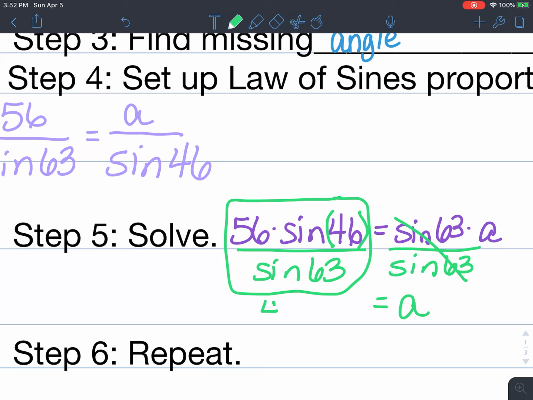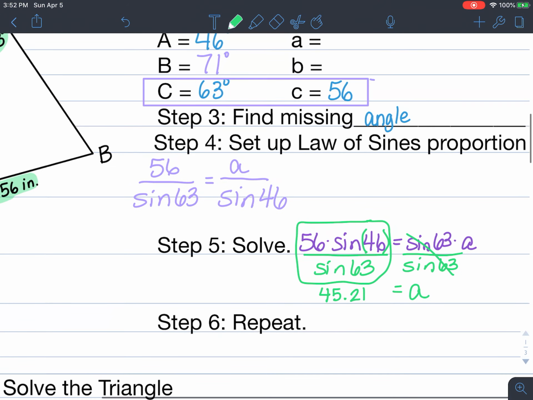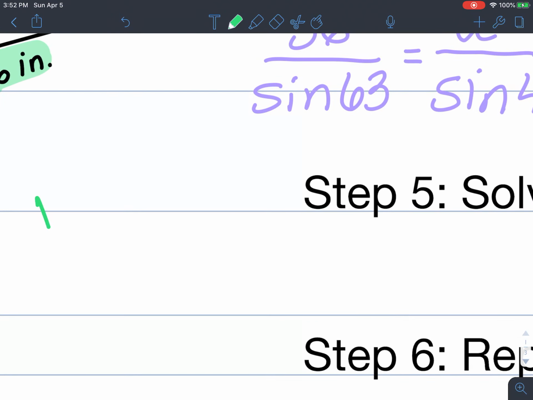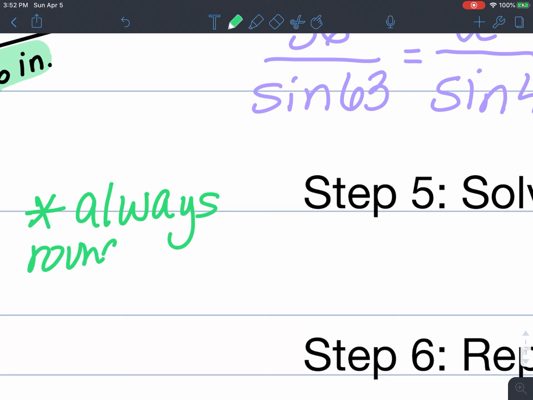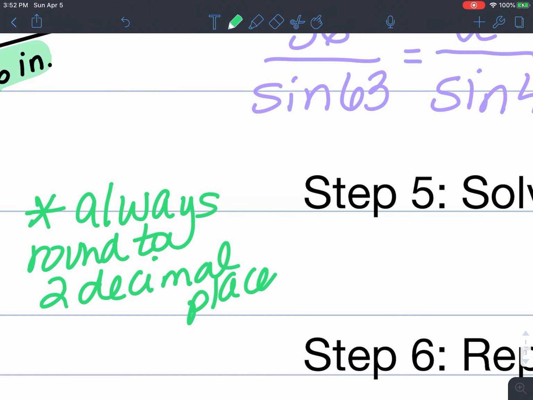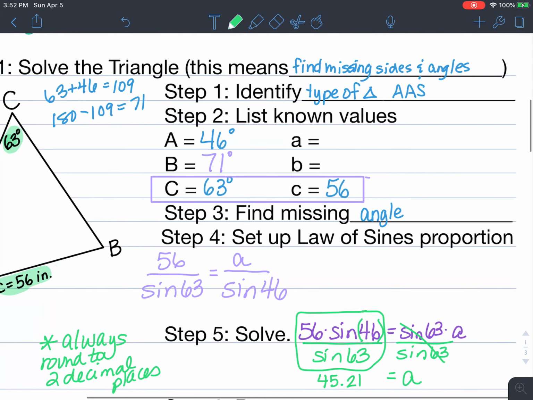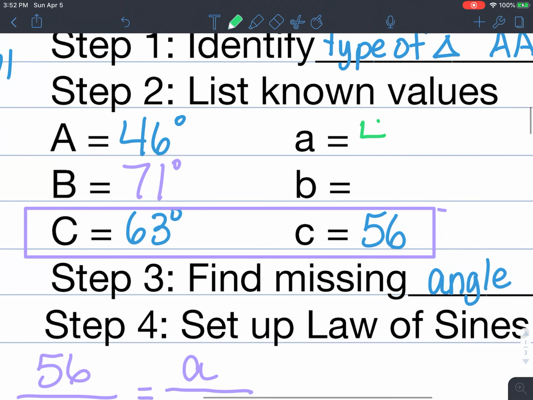So I got 45.21 for A. I'm going to say let's everybody stick to 2 decimal places. So we'll make that a blanket statement: we'll always round to 2 decimal places. Okay, so 45.21. I'm going to come over here and put that in my list so I know.